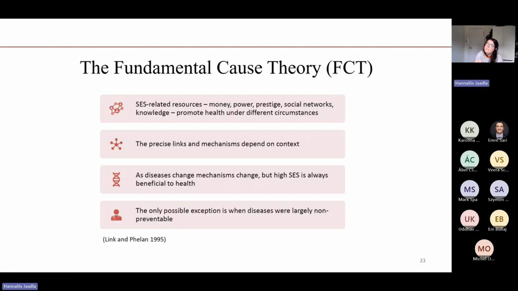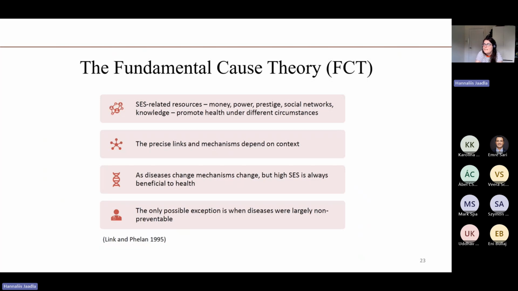In comparison, the fundamental cause theory argues that mechanisms of social inequalities change over time. However, inequalities themselves persist. So that we should see social inequalities in any time period.